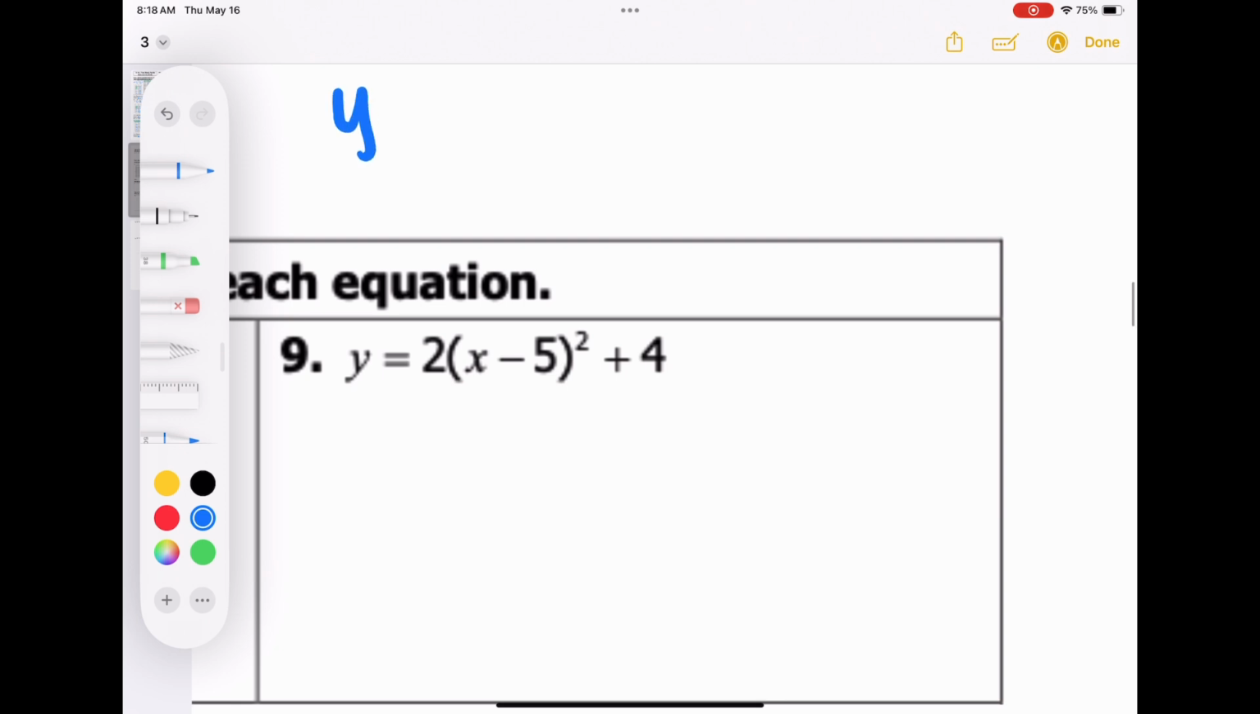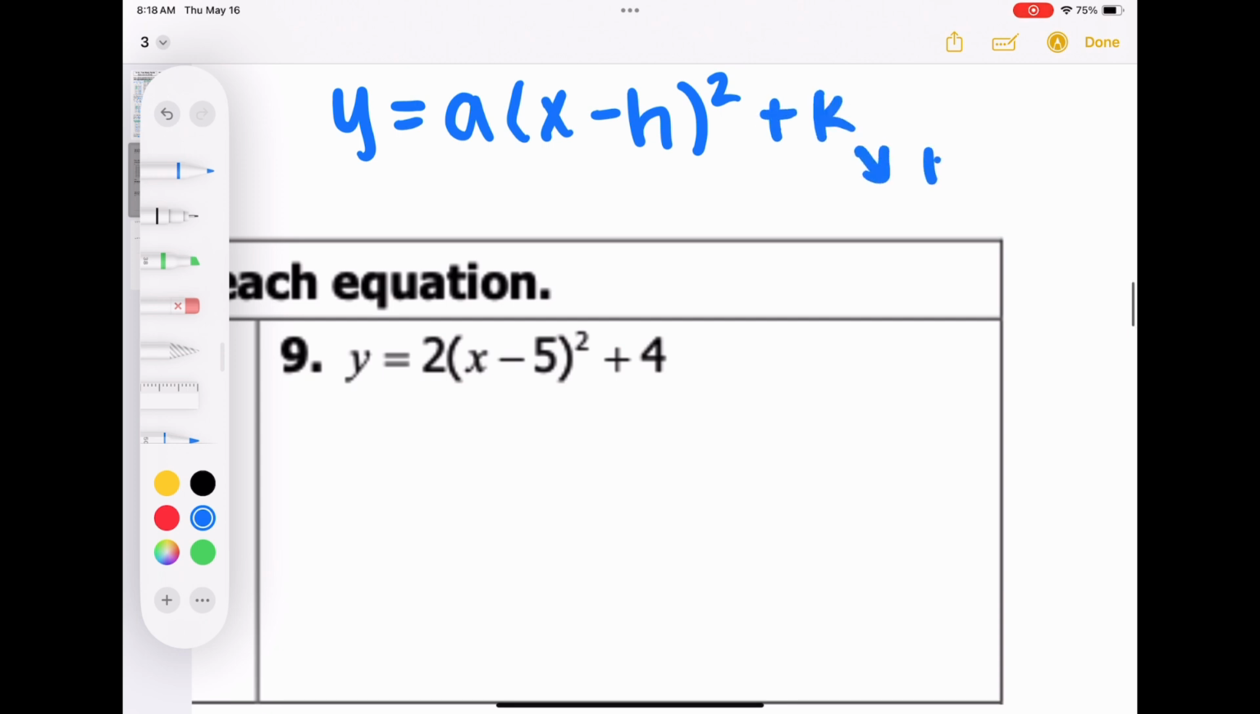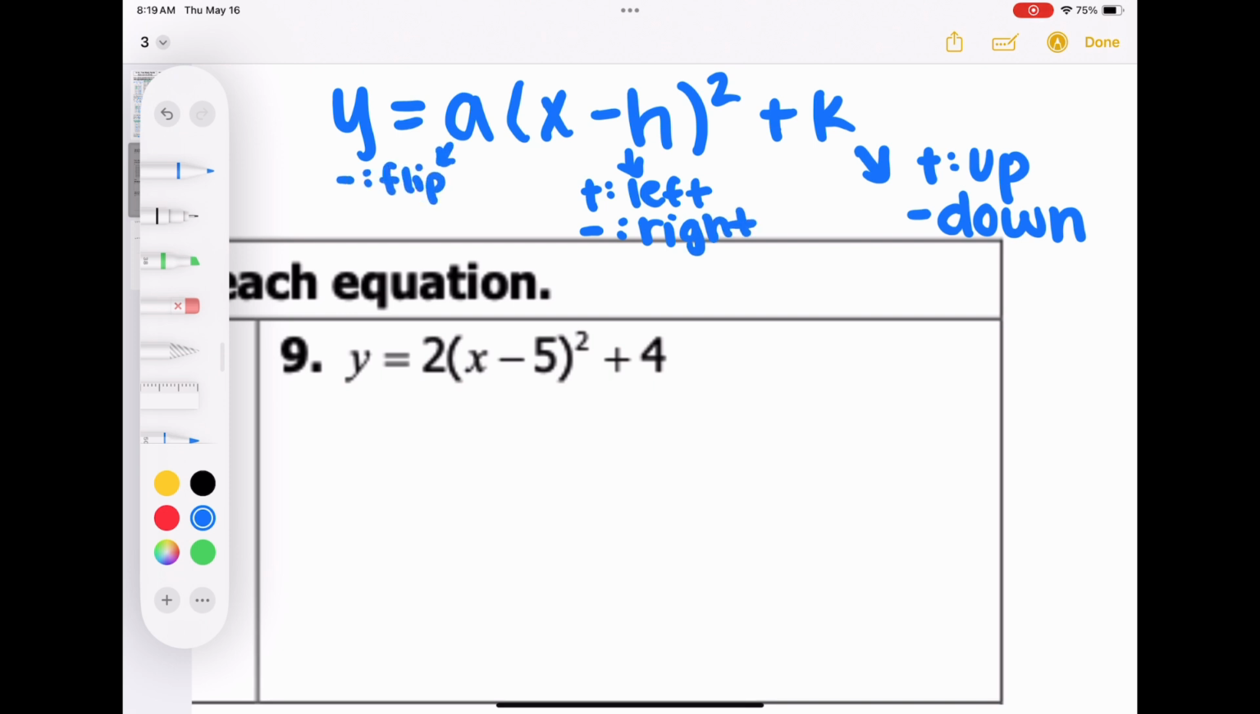For the next part, we're going to be talking about transformations of a graph. This formula that I'm writing is going to be posted on the board, but it's good just to have it written down just in case you can't see it or you need it. K represents if it's going up or down. H represents if it's going left or right. And then A, if it's negative, it's going to be flipped. If it's bigger than 1, it's going to be a stretch. And if it's in between 0 and 1, like a half or 3/4, that's going to be a compression.